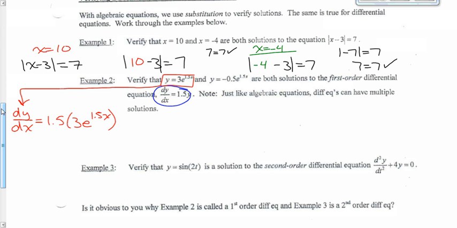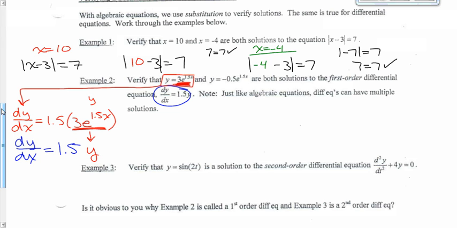So what I have circled in blue is dy dx equals 1.5, I've got that. And then it says times y. Well, what is y? Y is this thing, and isn't that the same as this thing right here? This is actually y. So I can replace that with y, verifying that y equals 3e to the 1.5x is indeed a solution to the differential equation dy dx equals 1.5y.